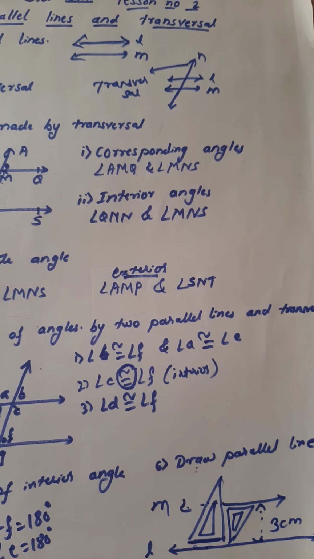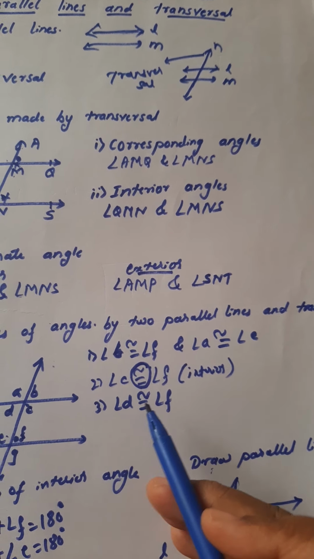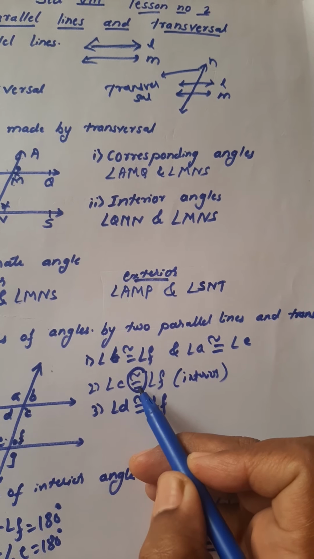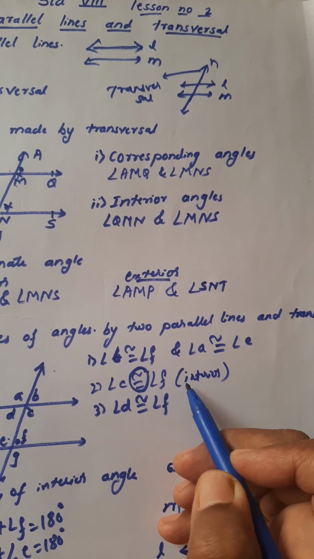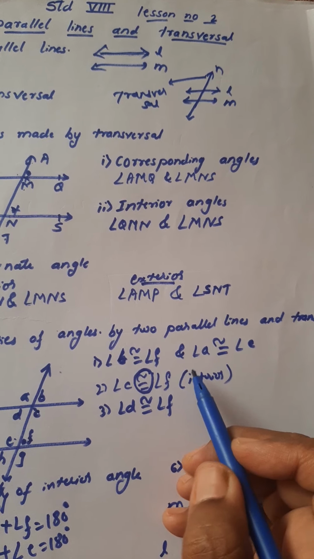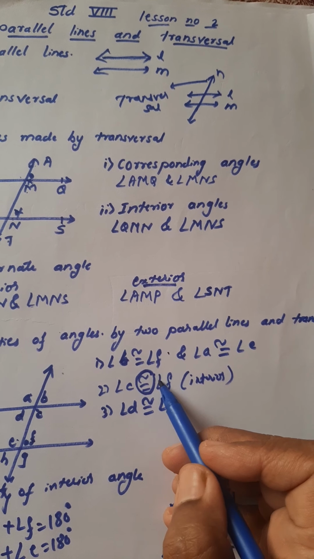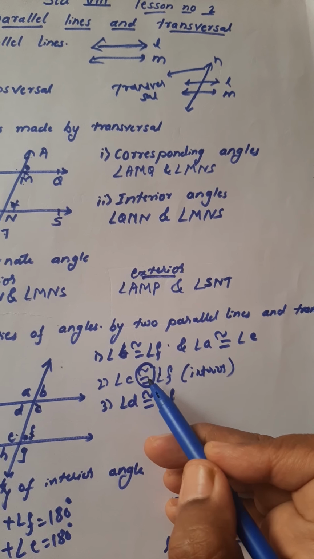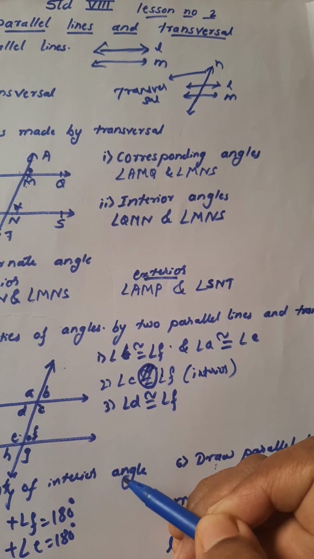Understand this? Now I will explain the second point. Angle C, I have told you, may or may not be congruent. I have explained it is an interior angle. I have covered all the points. Number one, corresponding angle. This is an interior angle and this is an interior alternate angle.